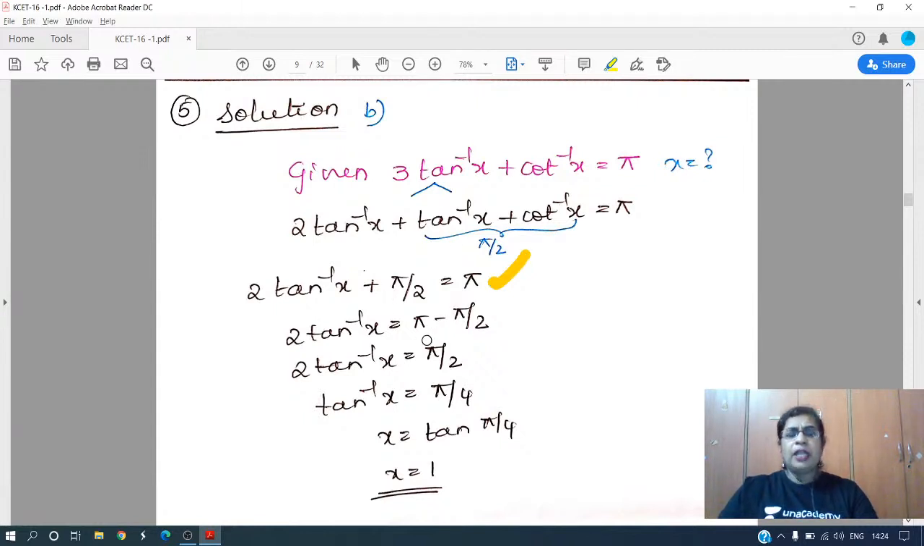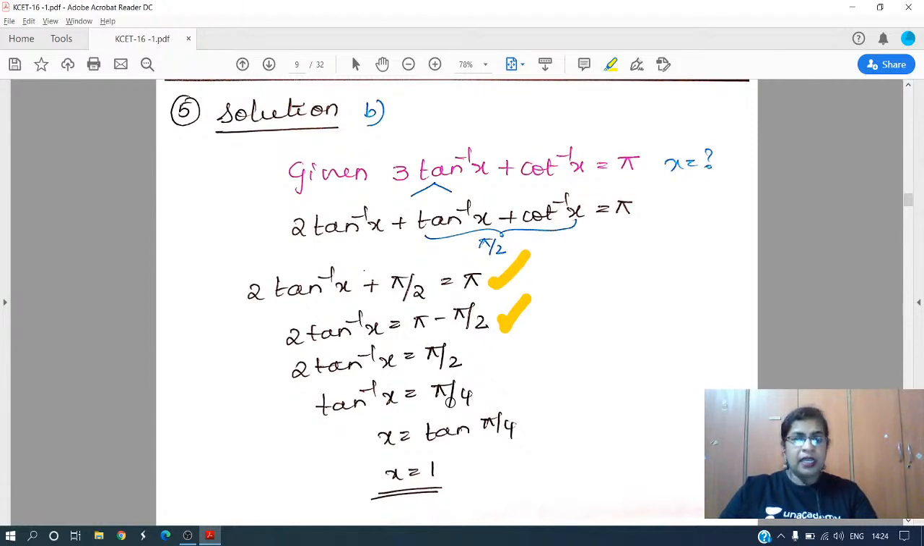Okay, shift this pi by 2 this side, you are getting 2 tan inverse x is equal to pi minus pi by 2. Yes, so pi means 180, pi by 2 is 90. How much is 180 minus 90? You are getting 90, which is pi by 2. The question tells me to find the value of x. Still I have to remove whatever is along with x. So now shift this 2 to the other side. You're left with tan inverse x is equal to pi by 2 into 1 by 2, so it is pi by 4.